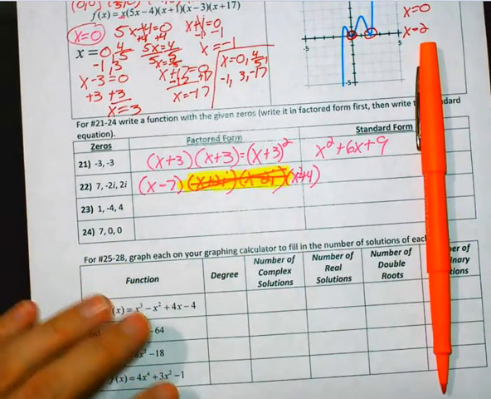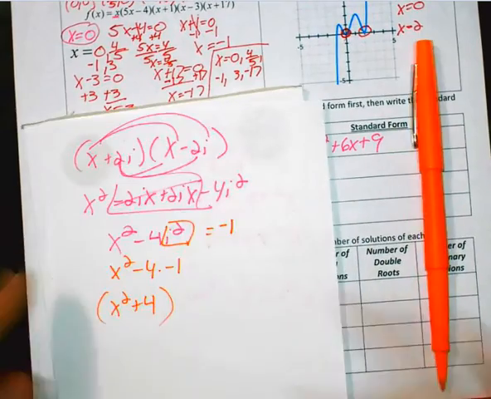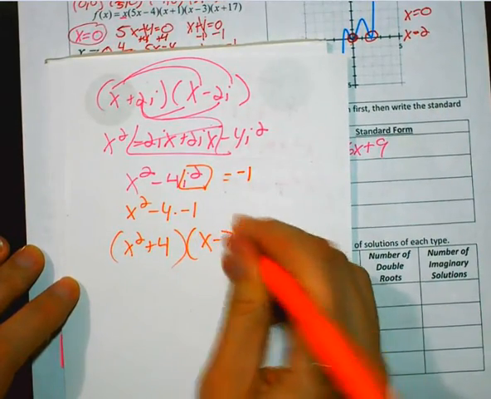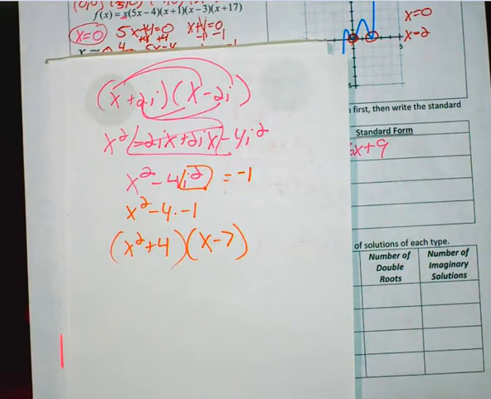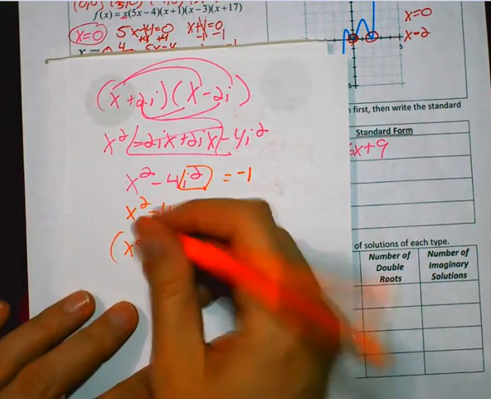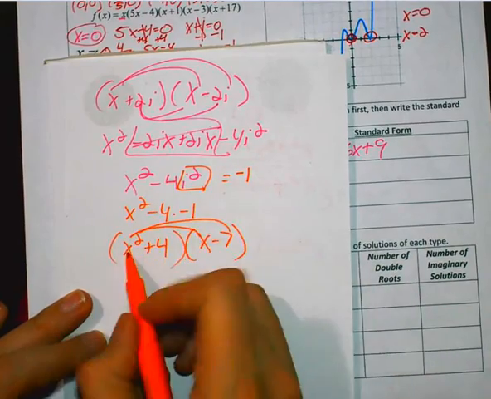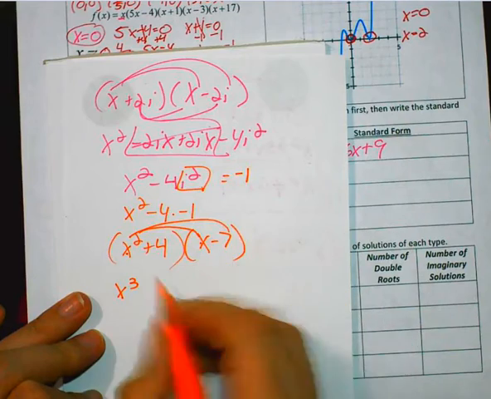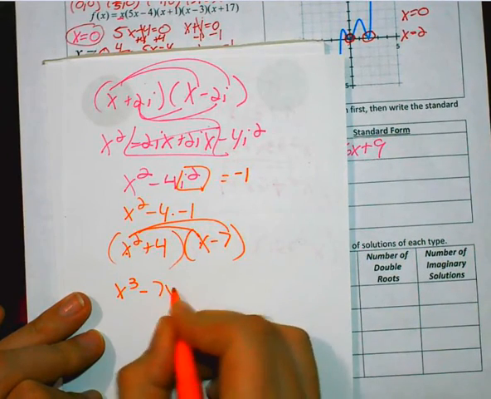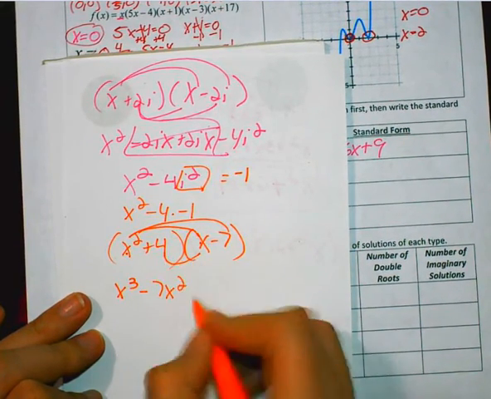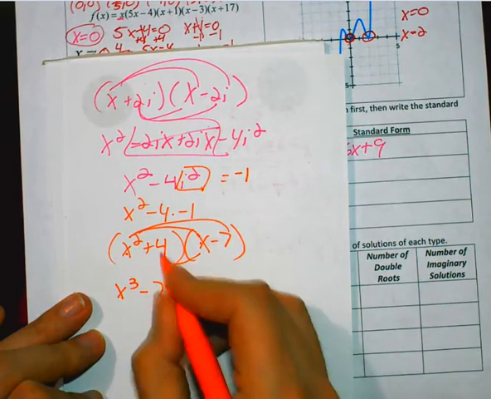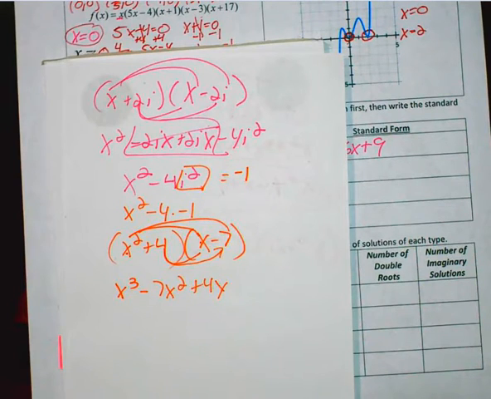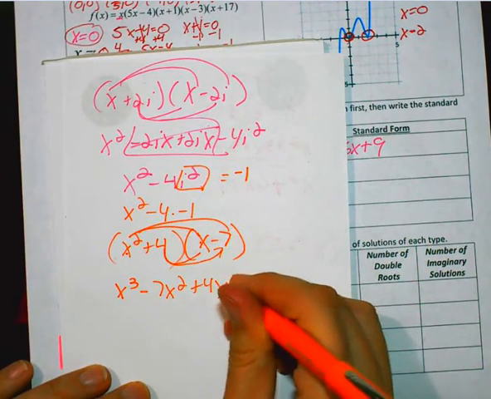Okay, so then we also still have our x minus 7. So we're going to take that and put that here, x minus 7, because we need to multiply these two together, because in standard form, you've got to multiply the factors back together. So we're going to multiply x squared times x is x to the third. x squared times minus 7x is minus 7x squared. 4 times x is plus 4x. And 4 times negative 7 is minus 28.